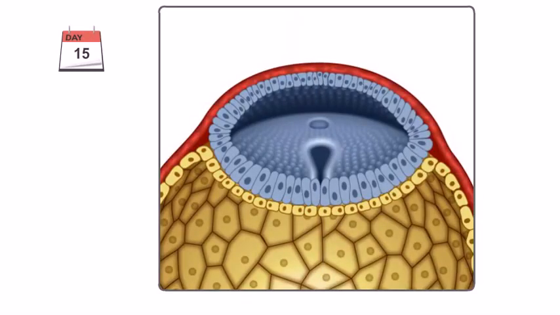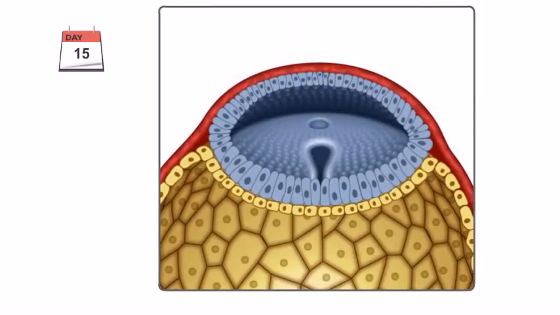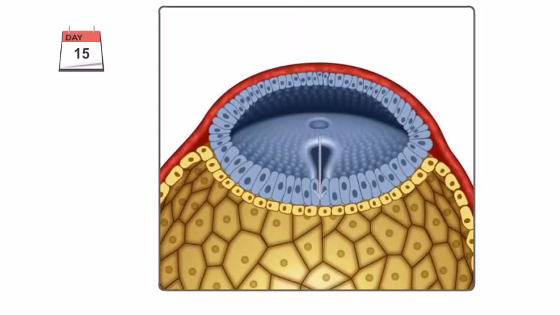At the cranial end of the embryonic disc, the primitive streak expands to create a primitive node, which contains a circular depression, known as a primitive pit. This depression continues along the midline of the epiblast towards the caudal end of the streak, forming a primitive groove.